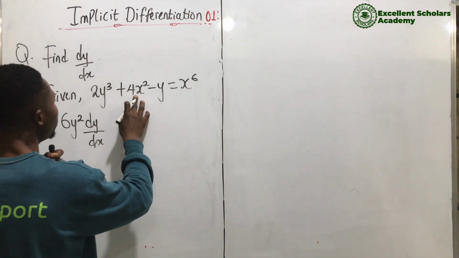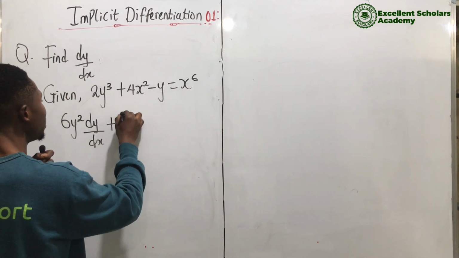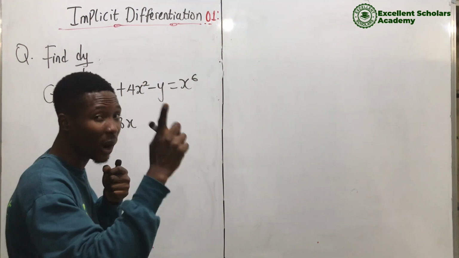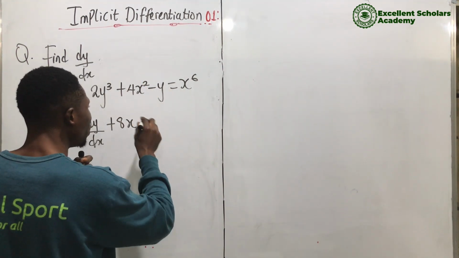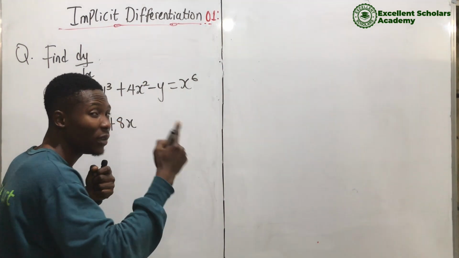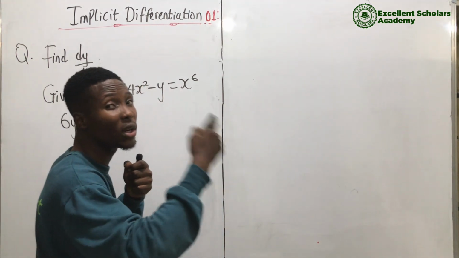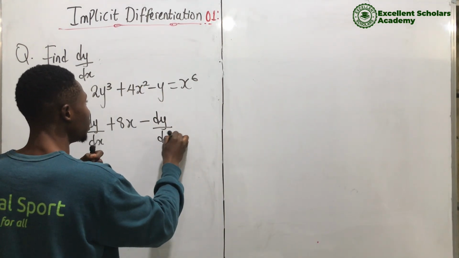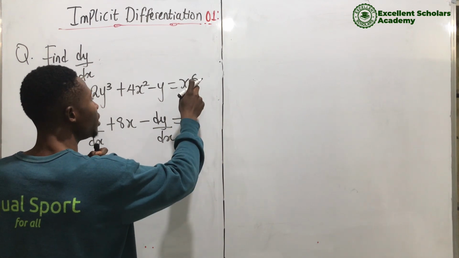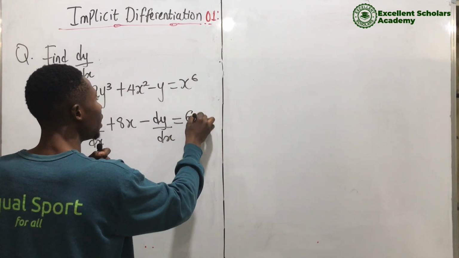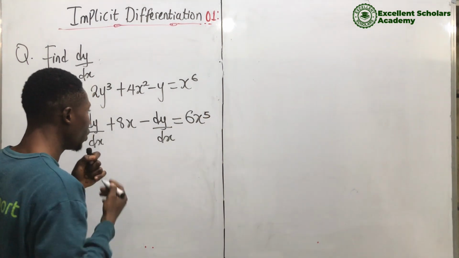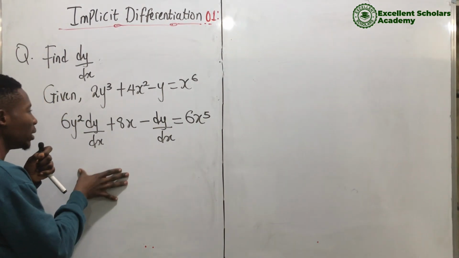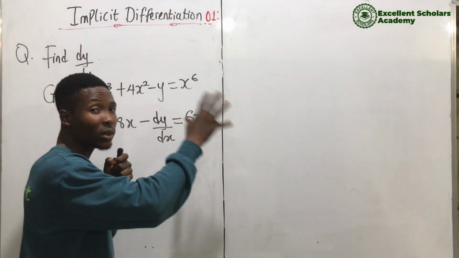Now, if we differentiate this, of course, it will simply give us 8x. Now, if you differentiate y, you get 1, but you must add the dy/dx to that one. And that one is going to be invisible because 1 times dy/dx gives us dy/dx. So it becomes minus dy/dx is equal to, differentiate this, you're going to have 6x to the power of 5. Okay. Now, we're going to leave every dy/dx term on the left hand side and take every other term to the right hand side.